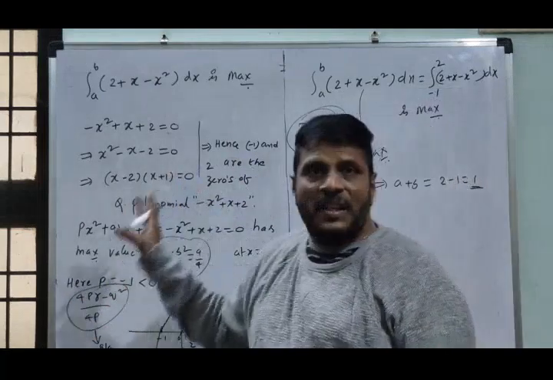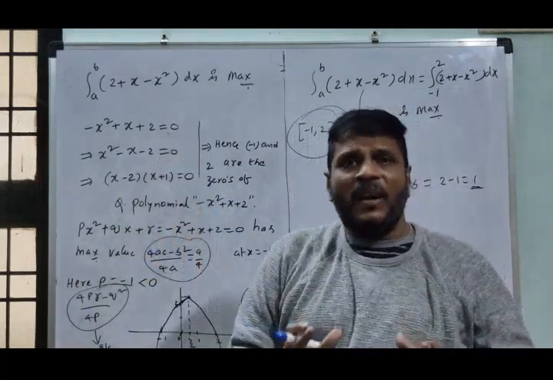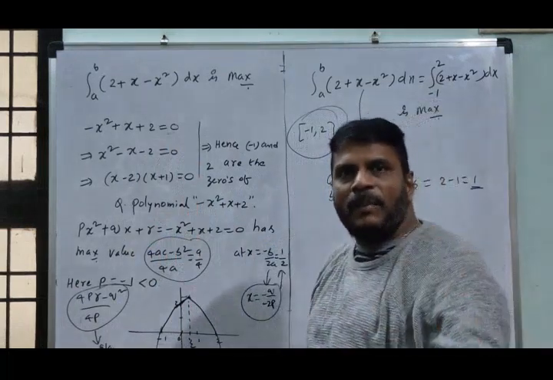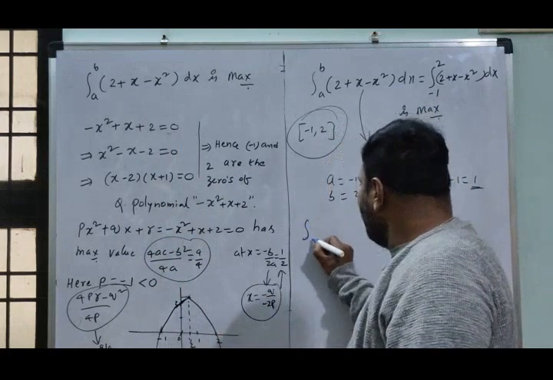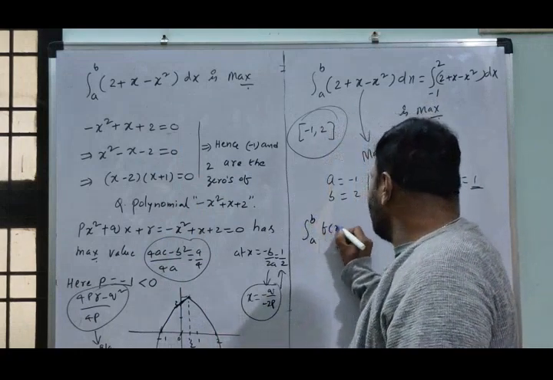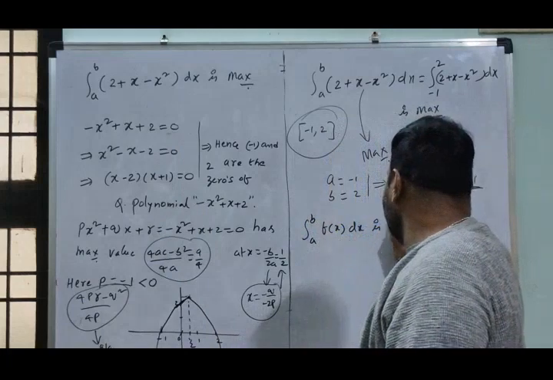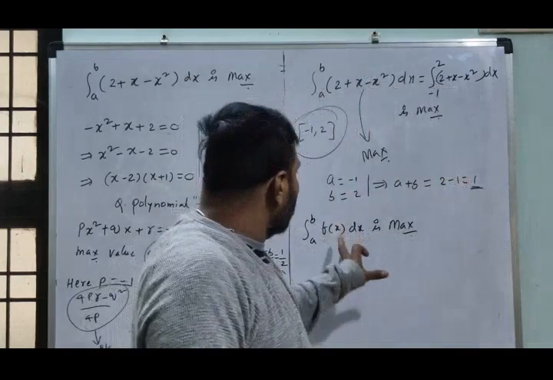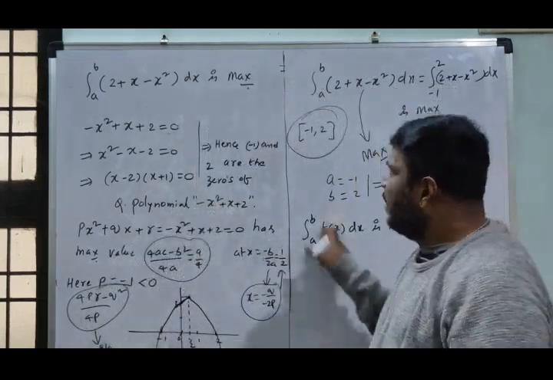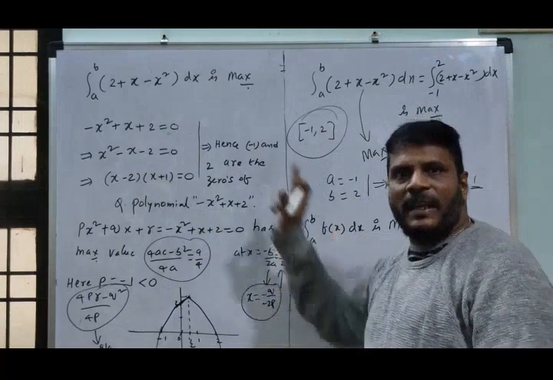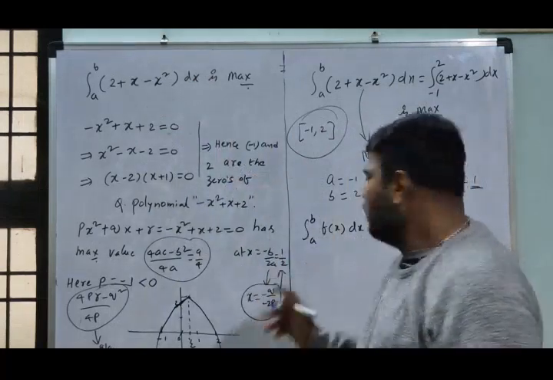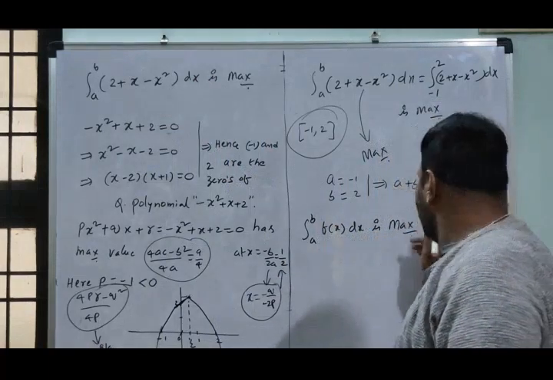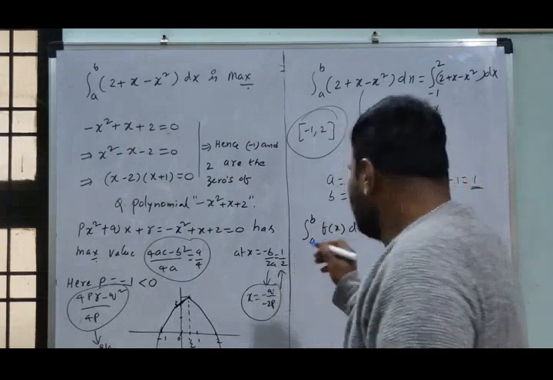So to solve this question, the key concept is, I will explain the key concept. What you have to apply is: the integral from a to b of f of x dx is maximum. Here f of x is our quadratic polynomial. So for the integral from a to b of f of x dx to be maximum, for this type of question, f of x is a quadratic polynomial.